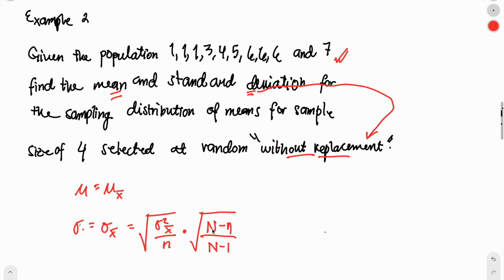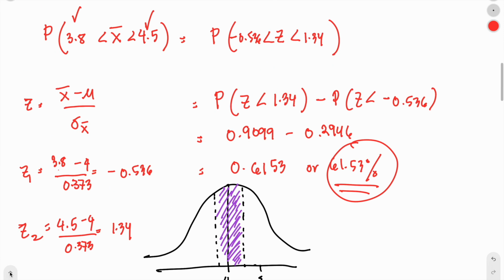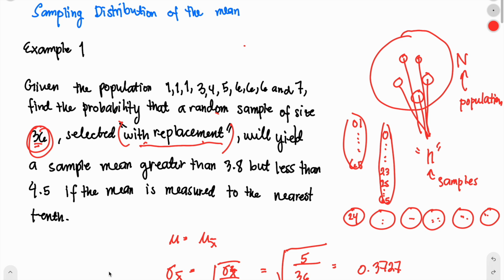So the capital N here is the N for the population, and the small n is the sample size. So this is the mean and standard deviation for without replacement. And previously, I've discussed that for with replacement, this is the mean and standard deviation. So the only difference here is the standard deviation.